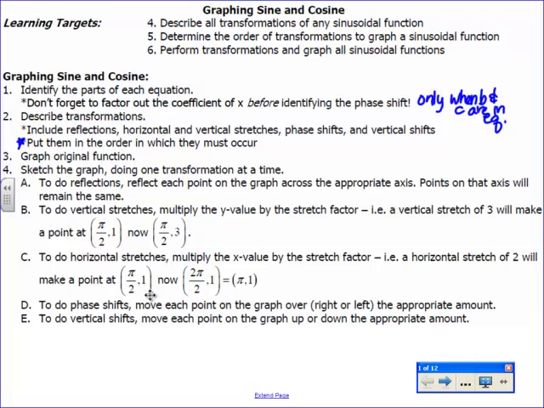What I want you to notice is that in each one of these steps, it's making sure to emphasize that you're moving points. Move each point. So you want to use the points of your original graph as your reference and use those as you go through your steps.